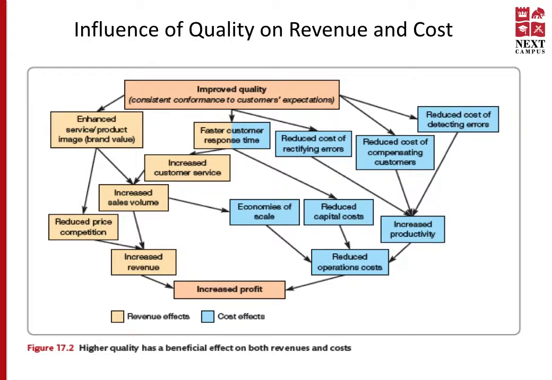The influence of quality on cost is also very important to understand. Quality products reduce the cost of rectifying errors. It reduces the cost of compensating customers for defects. It reduces the cost of detecting errors. Thereby it increases productivity. And when you increase productivity, it reduces operations costs.